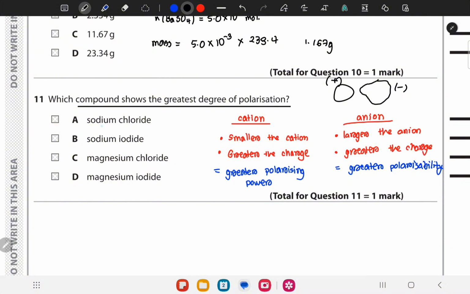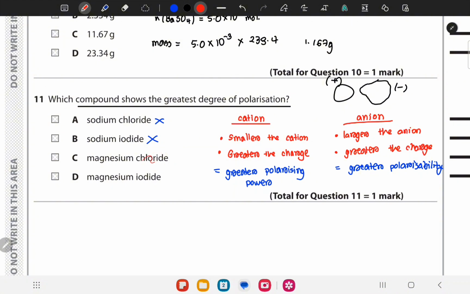Now if we compare the cations at first, we have sodium here and magnesium here. Sodium has a charge of +1, while magnesium has a charge of +2. There isn't a significant difference in their size, so magnesium will have a greater polarizing power. So sodium chloride and sodium iodide are out of our options. So our answer should be between C and D.